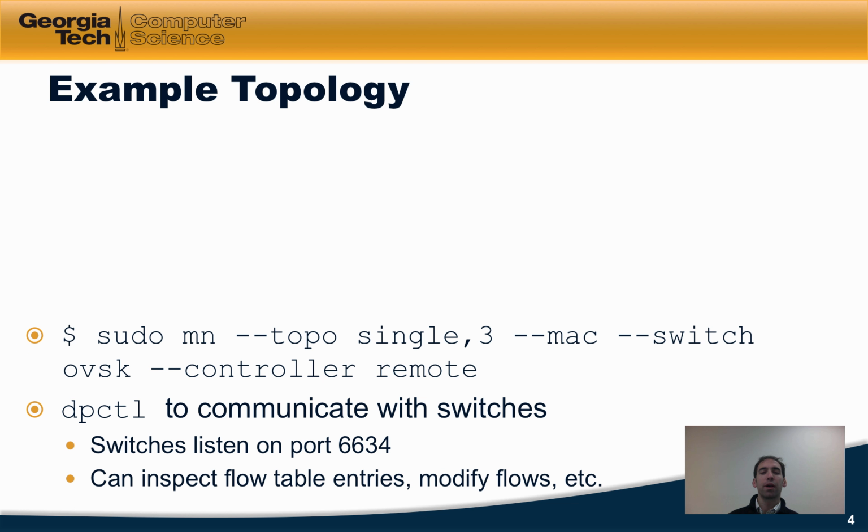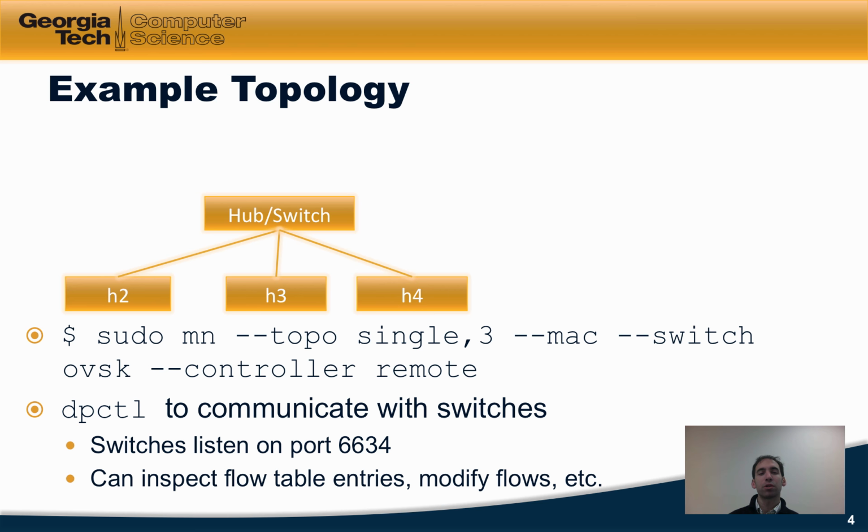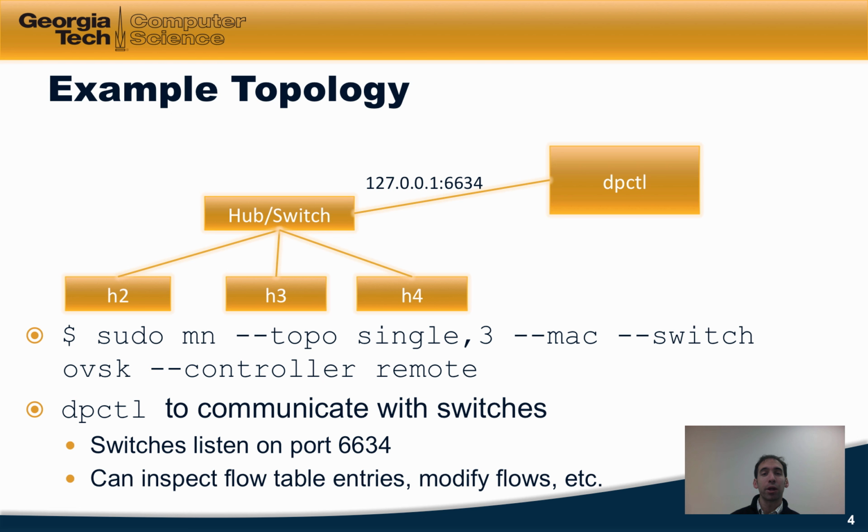Let's first use MiniNet to set up an example topology as we've done before. We'll use a simple 3-node topology with a single open vSwitch to connect those 3 nodes. Even without a controller, we can use DPCTL to communicate with that switch to perform operations such as examining the current flow table entries that exist in the switch.